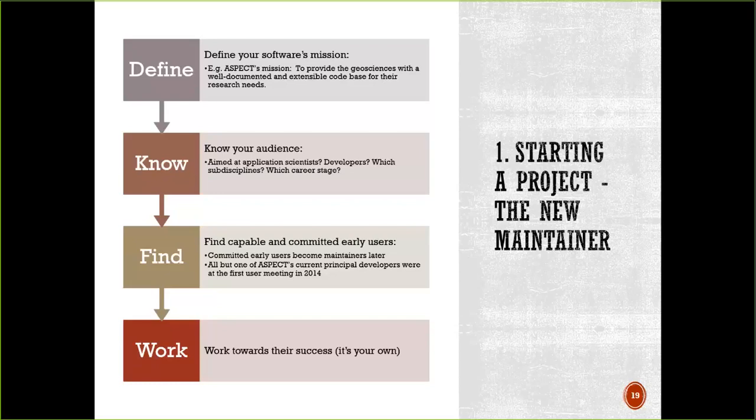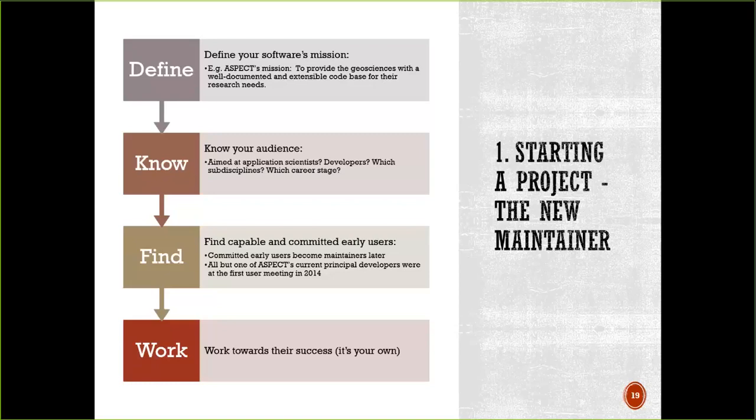When you have defined this mission, you can think about who you should approach with this code. Are you aiming at people who want to do application science, whatever application means in your context? Are you aiming at people who want to develop methods? Which subdisciplines are most interested in what your code is good at? And which career stage are you aiming at? Oftentimes, it's easier to reach people in an earlier career stage. But maybe you have already certain people in mind that you could approach with your code.